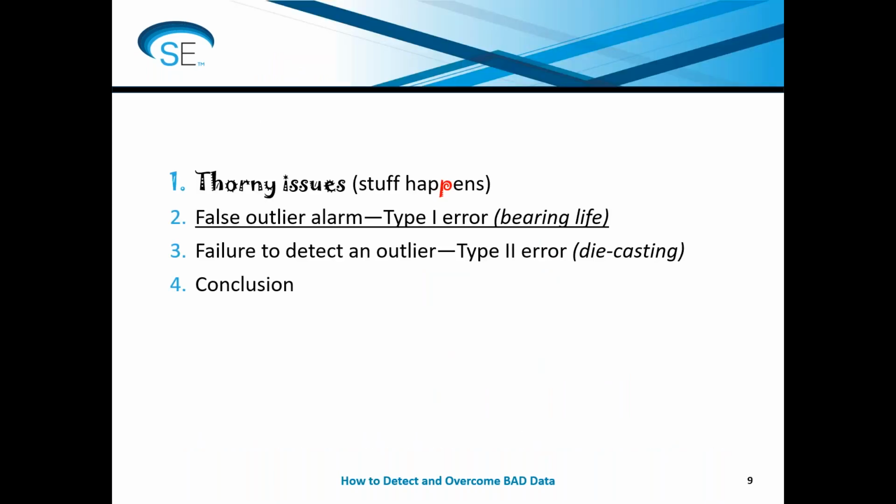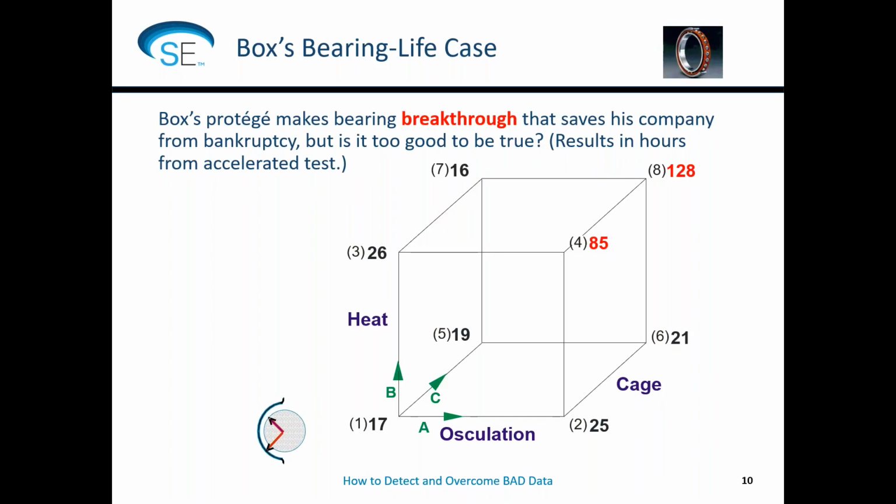So let's talk about the first type of problem, where there's a false alarm, a type 1 error. And this gets us to this case by George Box. George Box had a protege, somebody who came to Madison to train at the Quality Institute. His name was Christer Hellstrand. I may have this spelling a little off. And the company he was with was SKF in Sweden.